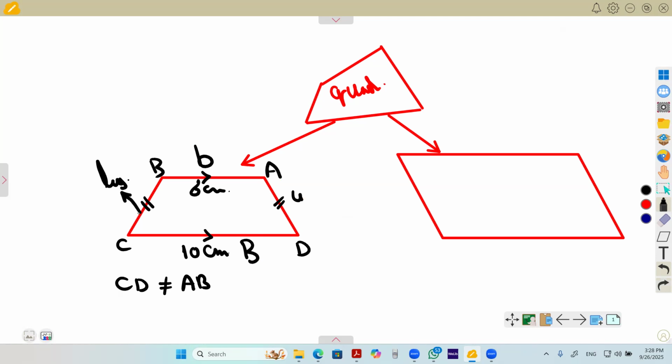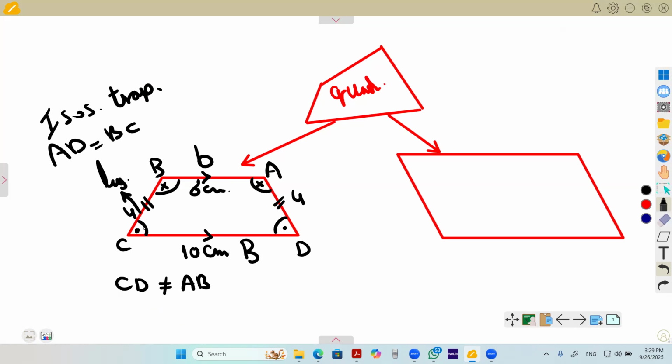In this case, this trapezium is called isosceles trapezium or isosceles trapezoid. We can say that the trapezium is an isosceles trapezoid when the two legs are equal. AD is equal to BC in length. In this case, you will find that the two angles at the base must be equal. C equals D and B is equal to A.